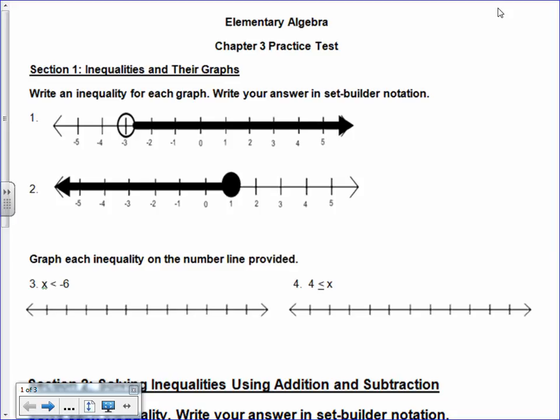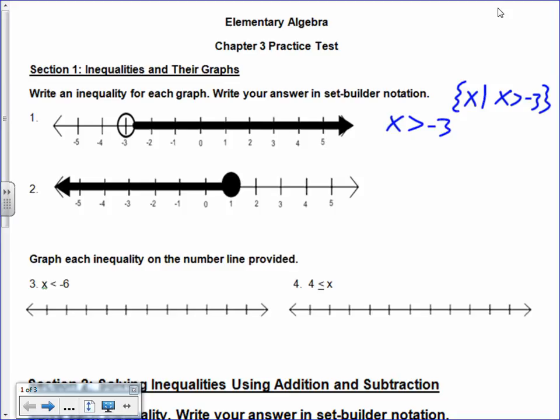So let's start with part one. Write an inequality for each graph. Write your answer then in set builder notation. So I'm going to first write the inequality. It's an open circle and it's going to the right. So x would be anything greater than, not equal to, -3. And in set builder notation, you'd be writing it like this. You have the fancy brackets, and the variable you're using, and then the inequality. And you close the brackets. Okay, so that's number one.